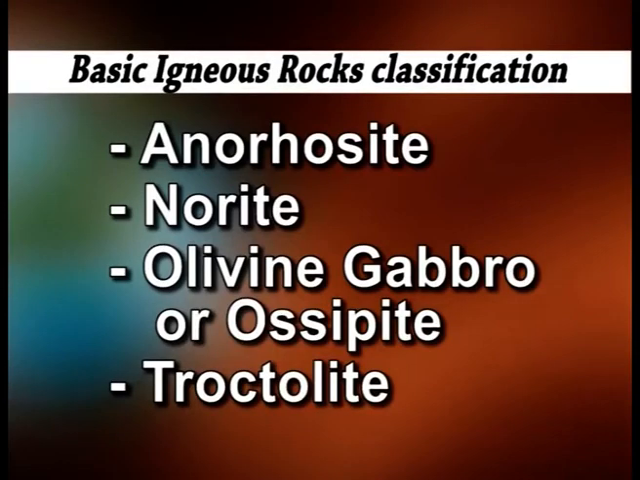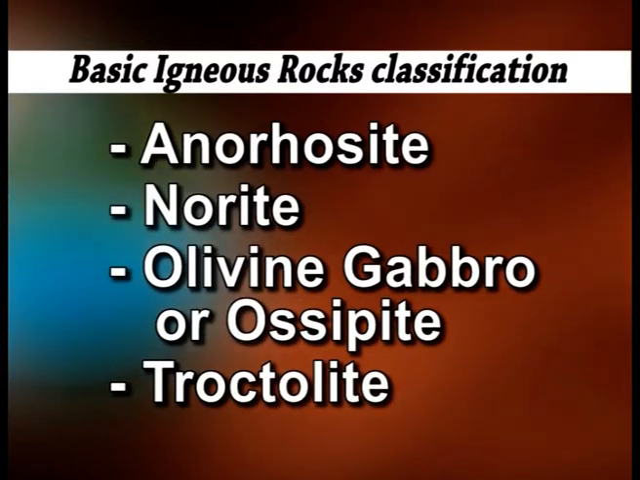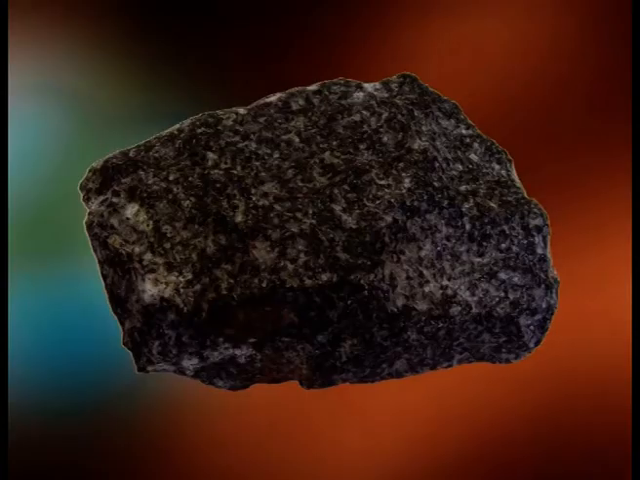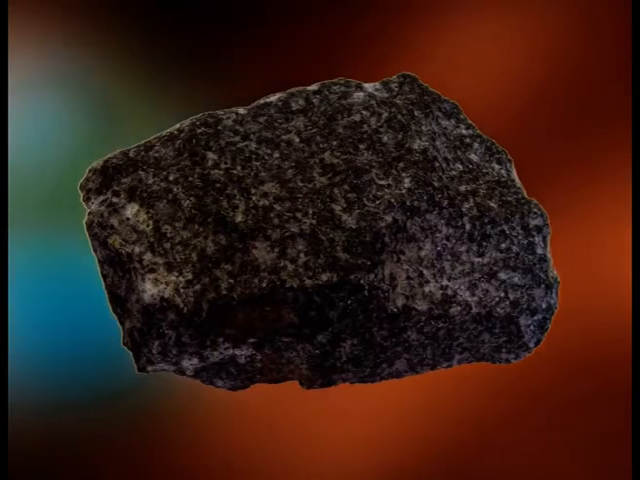Basic igneous rocks are classified on the basis of the content of the plagioclase, pyroxene and olivine. Accordingly, basic igneous rocks are classified as number 1 anorthosite, number 2 norite, number 3 olivine gabbro or allivalite, and number 4 troctolite. Anorthosites are essentially made up of 90% basic plagioclase, that is labradorite, plus 10% or less ferromagnesian minerals.